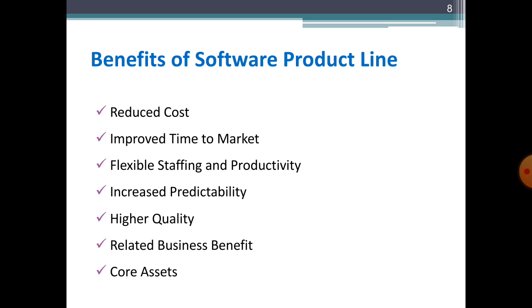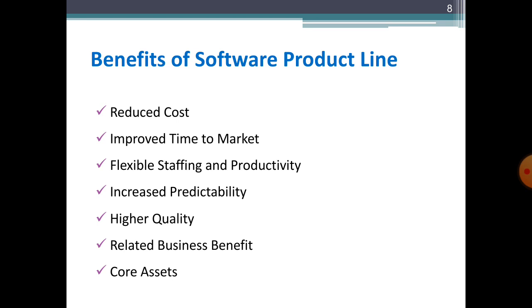The quality is also higher because core assets serve the needs of more than one project, so they must be higher quality. Multiple projects exercise the shared assets in more ways than a single project would, so the shared assets will have a much higher quality. In addition, the shared architecture of the product line is also proven through implementation by several projects. So ultimately our quality will be higher, and related business benefits as well.